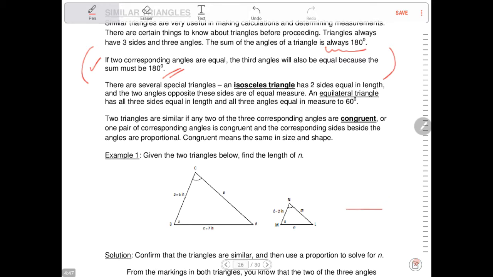An isosceles triangle, okay, it says there that an isosceles triangle has two sides equal in length. So let's go like this. Okay, so these two sides are going to be equal in length. So that means if I said to you this one was 10 and this one is 10, they're equal in length. The bottom one, that's not the case. This might be 20, let's say. Okay? And the two angles opposite these sides are of equal measure.